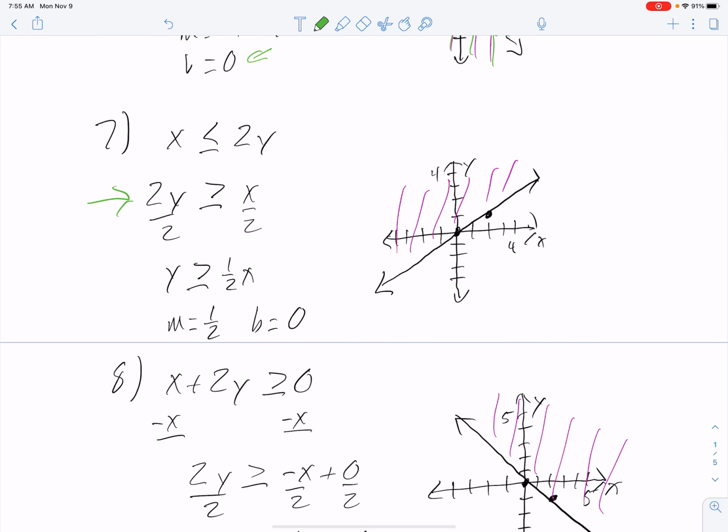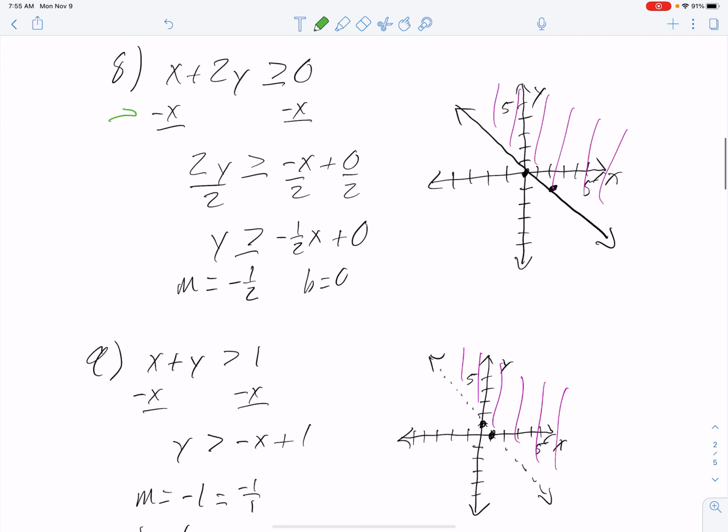Number 7, I start by flipping my inequality. Then I divide by 2, getting me a slope of 1/2 and a y-intercept of 0. So I graph my 0. I go up 1 to the right 2, graph my second point. Since it's greater than or equal to, I know I've got a solid line that's shaded above.